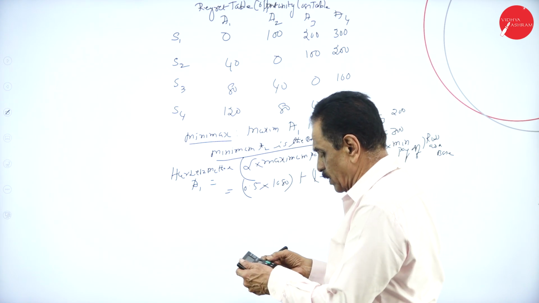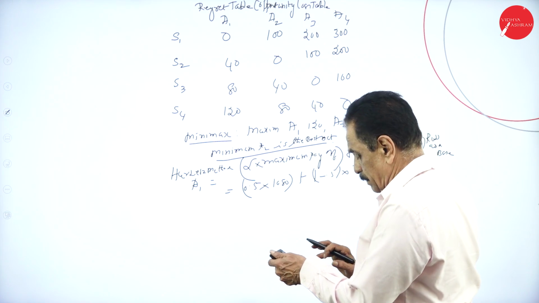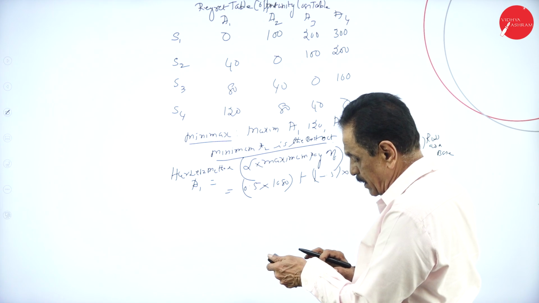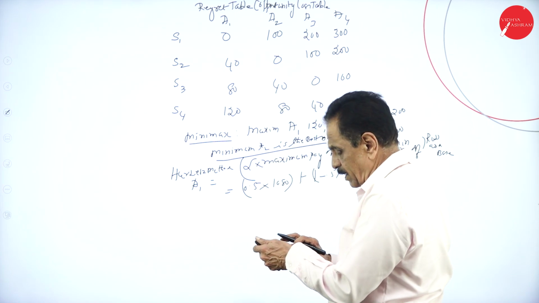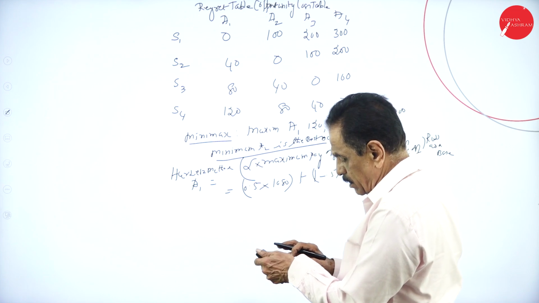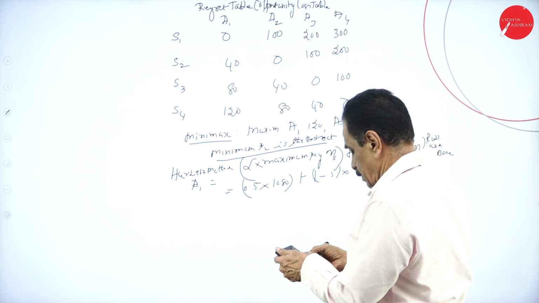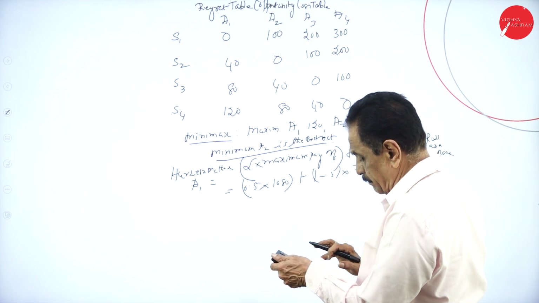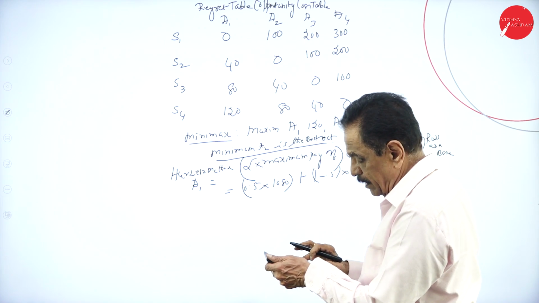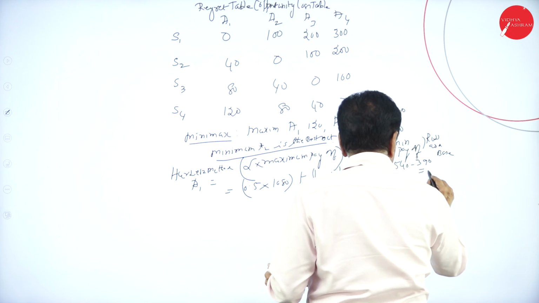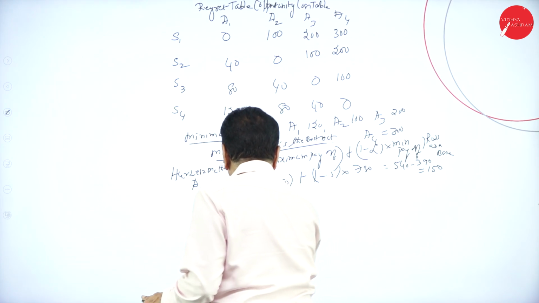So 0.5 into 1080 plus 0.5 into 780. 0.5 into 1080, 540, plus 0.5 into 780, 390. So 540 minus 390, 150. That is A1, 150.